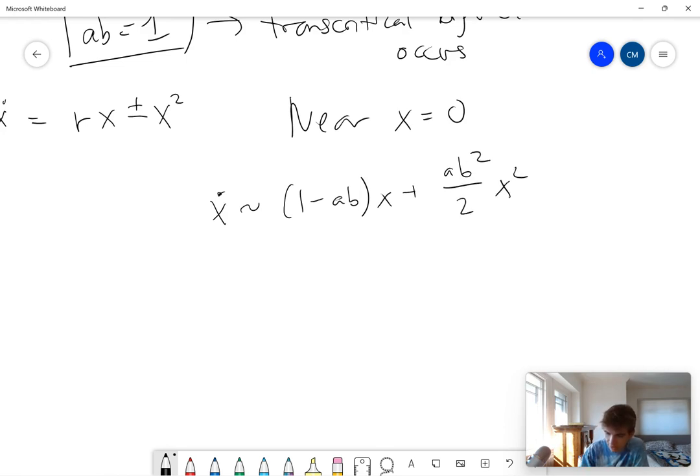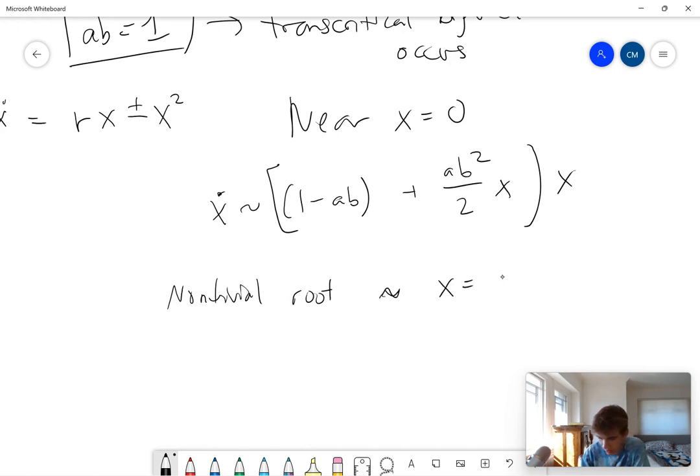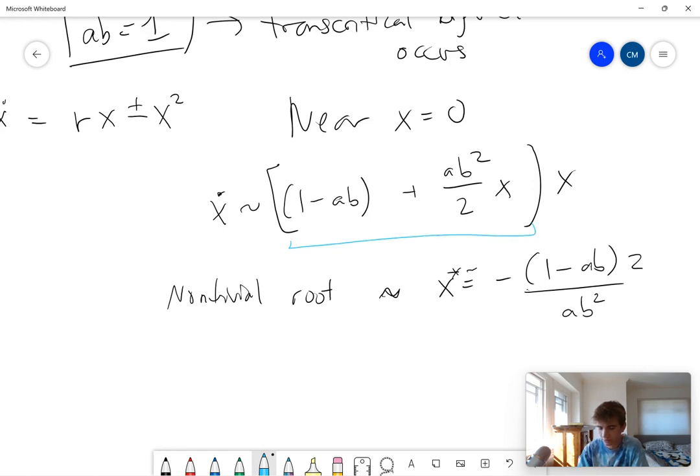And then factoring out an x here, I'm going to observe that the non-trivial root is approximately equal to x is equal to negative 1 minus ab times 2 over ab squared, which is basically the fixed point that's non-trivial of our transcritical bifurcation, and I got this equation by just setting this term equal to 0.